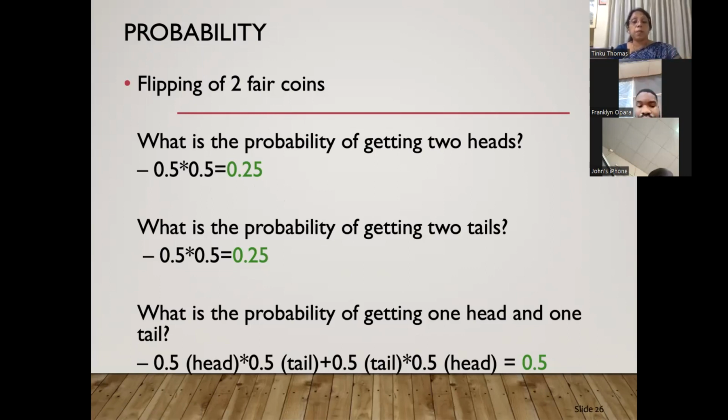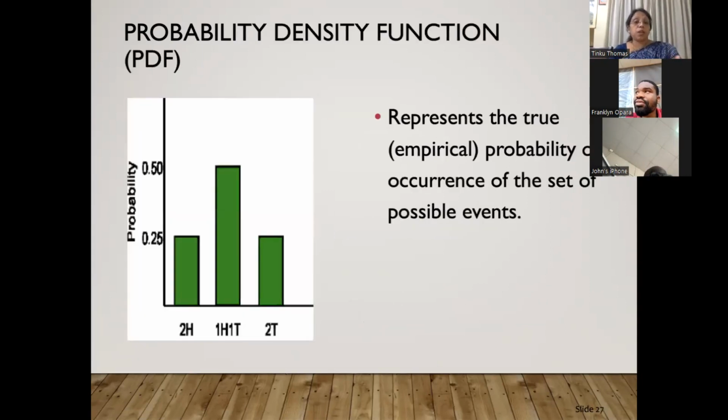Similarly, the probability of getting two tails is 0.25. Therefore, the probability of getting a head and a tail is 0.5. Now, this is understood. This is, theoretically, the probability distribution of flipping two fair coins. So we can represent it like this.